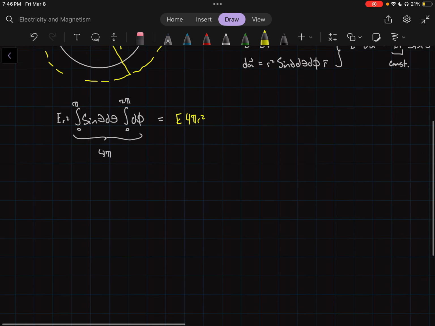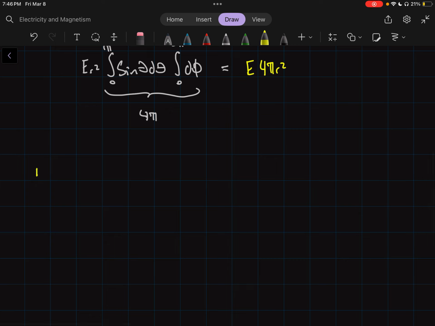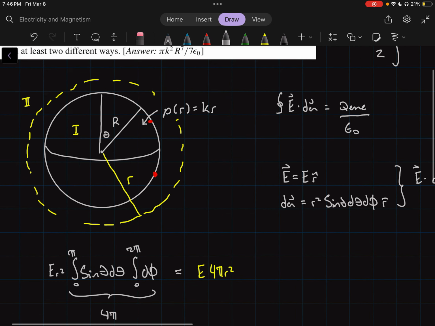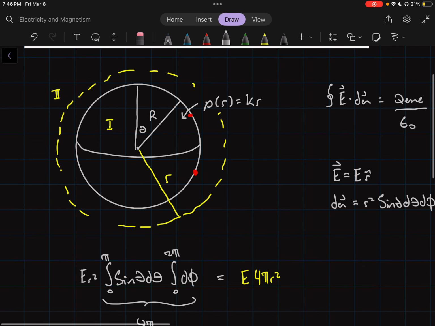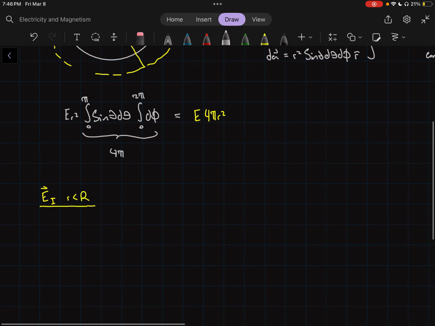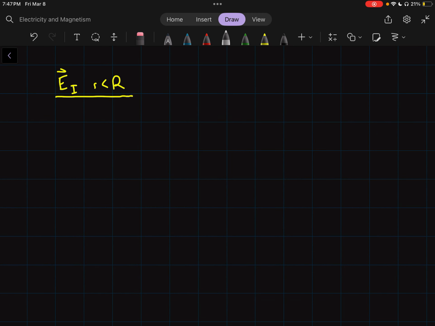So the next part is going to be moving into region 1. And that is going to be where the electric field, actually, why don't I just call it E1, and that is for r less than big R. So moving into the right side, we're going to be doing the Q enclosed over epsilon naught, which does depend on the size of your Gaussian surface, how much you have enclosed. So first we're going to be doing inside the sphere.